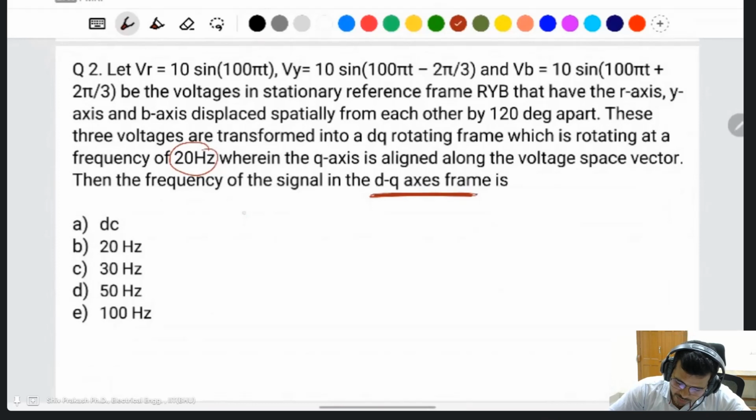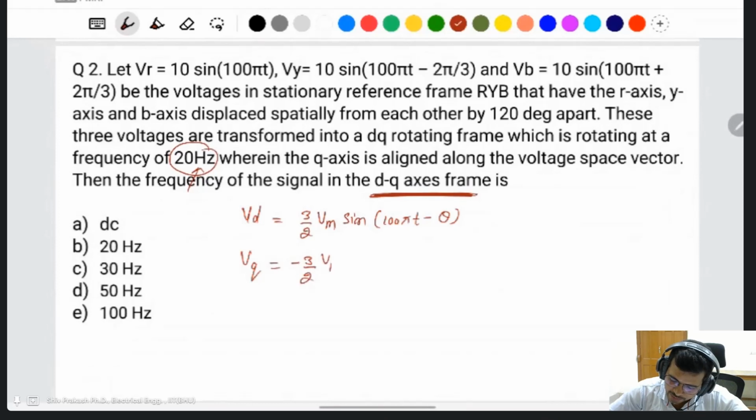In dq, the same thing, Vd and Vq, I have already calculated. Vd is 3 by 2 Vm sine of (100 pi t minus theta). Theta is different because the frame is rotating at 20 hertz only. Vq is minus 3 by 2 Vm cos of (100 pi t minus theta).